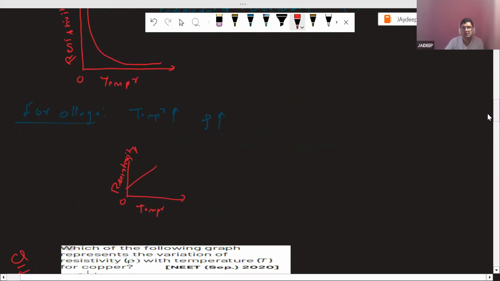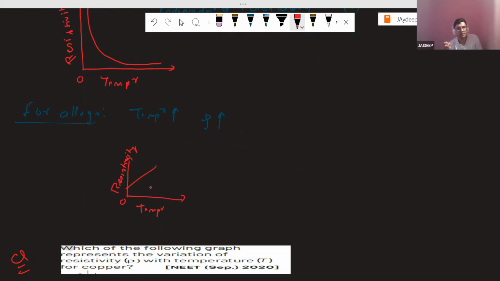For alloys, if we increase the temperature, the resistivity increases. But in case of metals, if the temperature is 0, the resistance is 0. But if we increase the temperature, the resistance also increases. But in case of alloys, at temperature T equals 0, it has some residual resistivity.